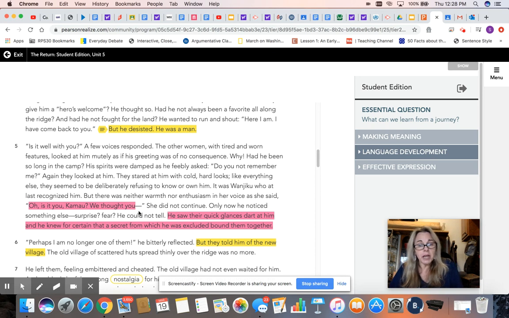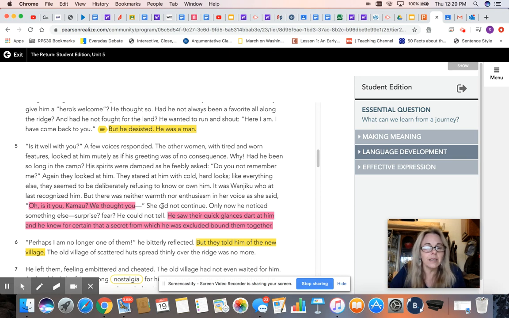So here, right when she says, "Oh, is it you, Kemu? We thought you," and then she cuts off. So this leaves us hanging, literally. Look, there's even a dash there. It totally leaves us hanging. So we don't know what.